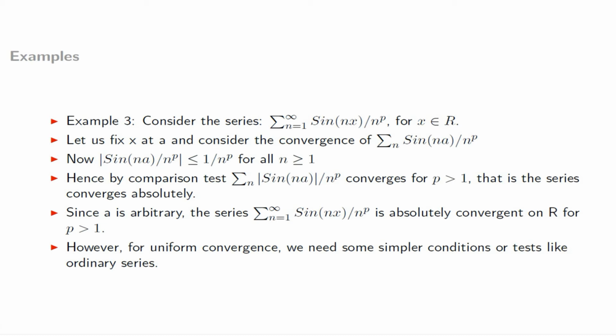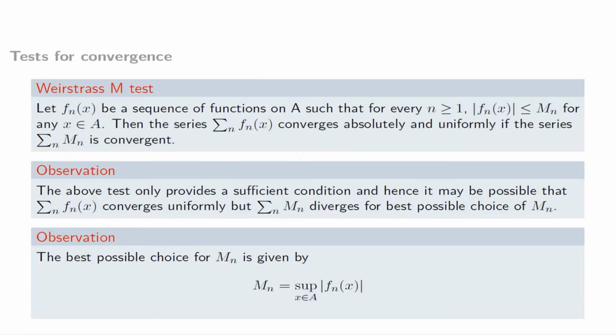However, for uniform convergence we need some simpler conditions or tests like for ordinary series. Otherwise, this problem of checking uniform convergence cannot be tackled. So, we have one such test. Actually, there are a number of tests, but we are just discussing the most useful and the simplest test. This test is known as Weierstrass M-Test.